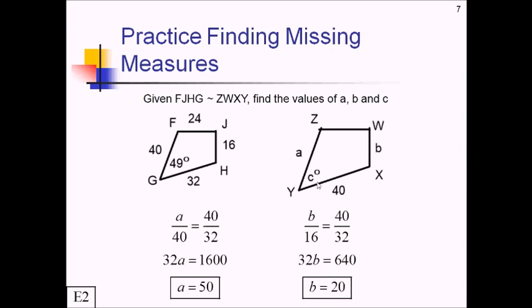Now for C, angle Y corresponds with angle G. Those are both fourth letters in the similarity statement, so we can say C equals 49.